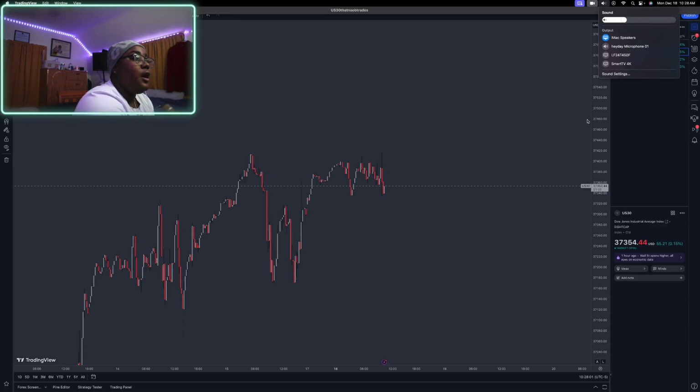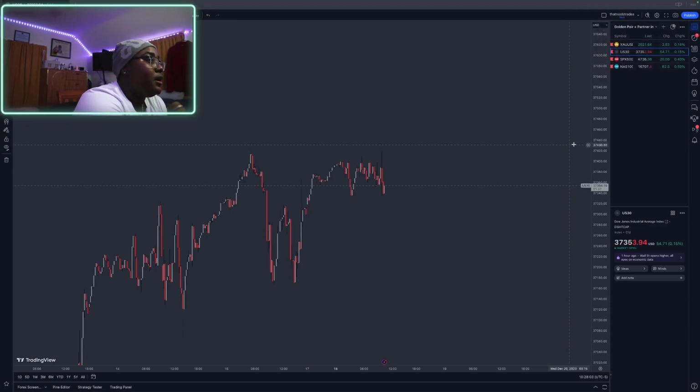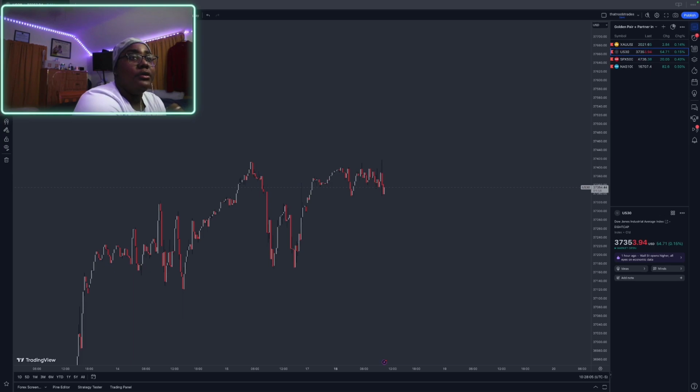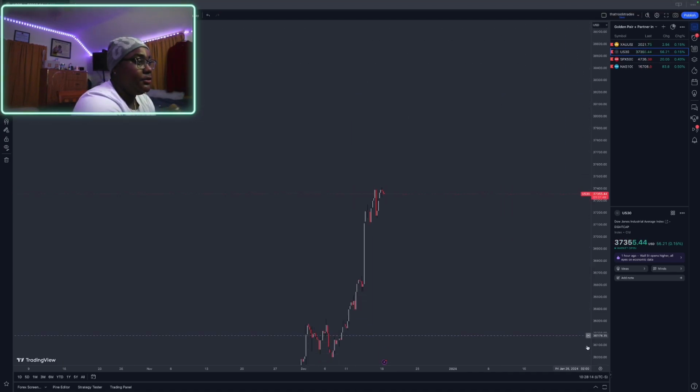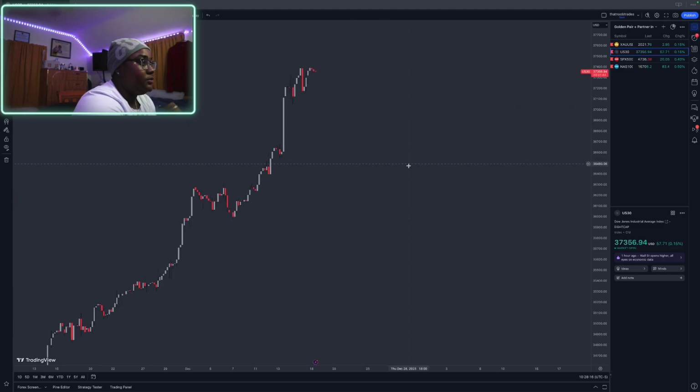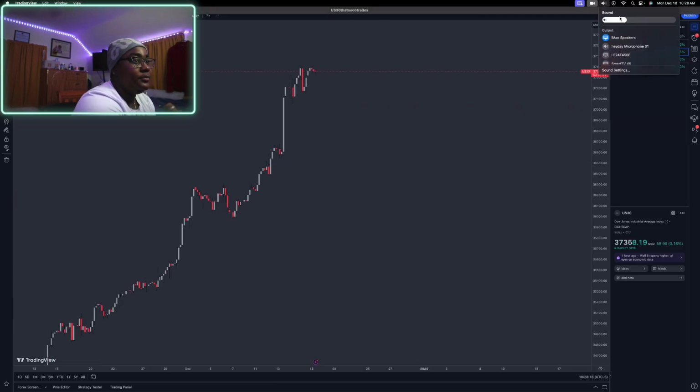Gonna get straight into it. Alright, so the first pair we're gonna look at is US 30. We're gonna drop down to the 4 hour, and let's see what's going on here. So as you can see, long term US 30 is in an uptrend.